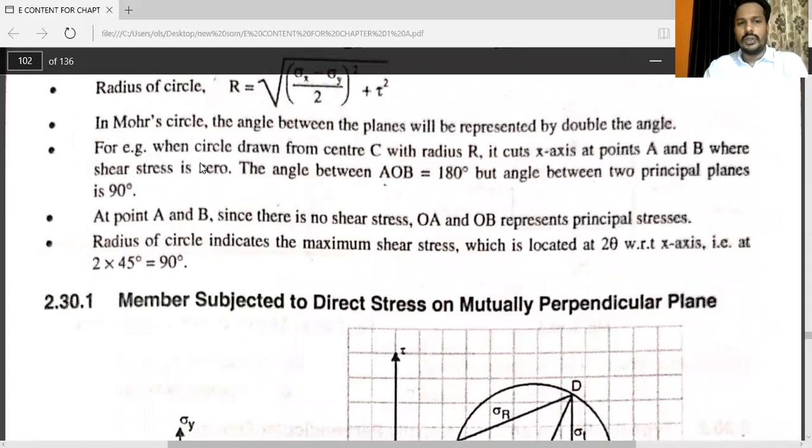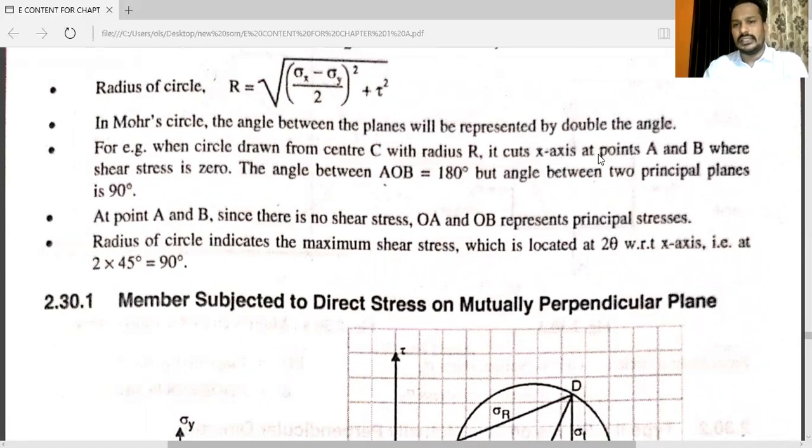See here, when the circle is drawn from center C with radius r, it cuts the x-axis at points A and B, where the shear stress is 0 and the angle AOB is equal to 180 degrees, but the angle between the two principal planes is 90 degrees. At points A and B, since there is no shear stress, OA and OB represent the principal stresses. The radius of the circle indicates the maximum shear stress, which is located at 2 theta with respect to the x-axis, that is 2 into 45 degrees, equal to 90 degrees.